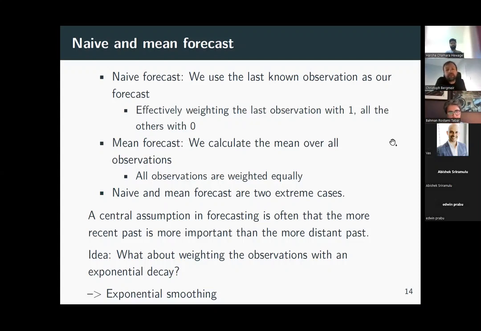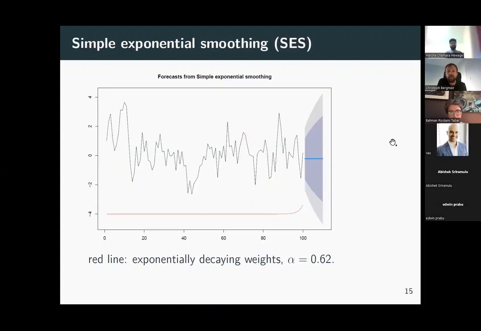So because the central assumption in forecasting is often that the more recent past is more important than the more distant past, a quite obvious idea is, what about we just weight the observations, for example, with an exponential decay? And this is what we would call exponential smoothing.